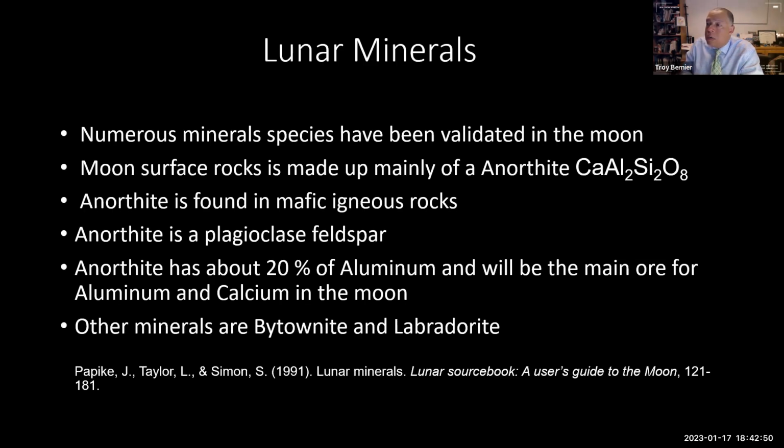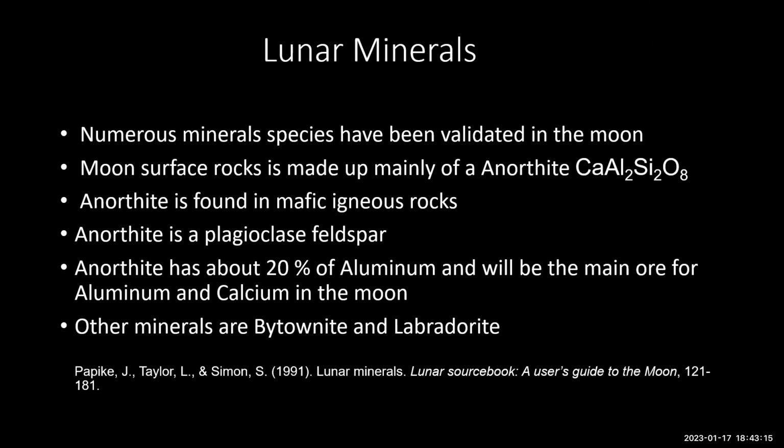So numerous mineral species have been validated on the moon with hyperspectral imaging. Moon surface rocks are made up mainly of anorthite, which is found in mafic igneous rocks. It's dark igneous rocks. It's a plagioclase feldspar. It has about 20% aluminum and will be the main ore for aluminum and calcium on the moon. And there are many, many other minerals.